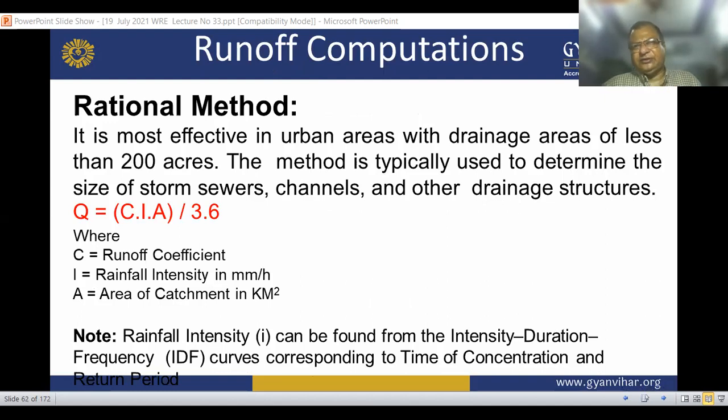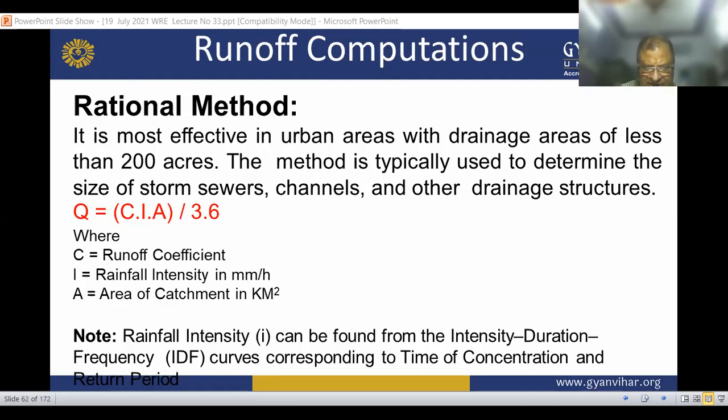Now rational method. It is the most effective in urban areas with a drainage area of less than 200 acres. The method is typically used to determine the size of storm sewers, channels, and other drainage structures. So Q is equal to CIA upon 3.6.